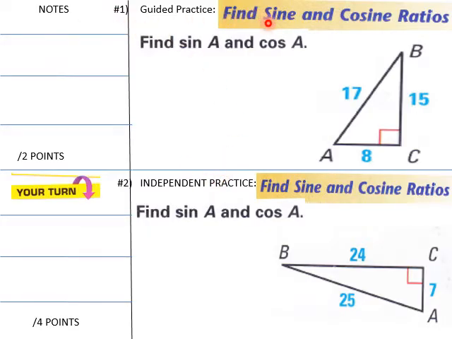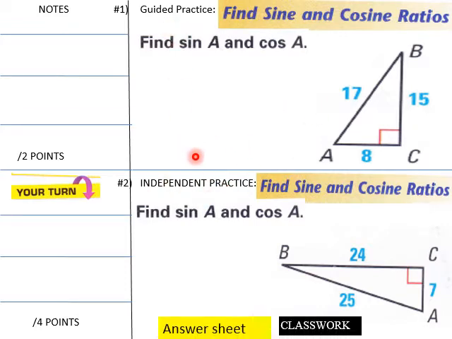Okay, our first guided practice and independent practice. Teachers, give your students: find sine A and cosine A, both down here, so this angle here. Give your students 5 minutes on this.